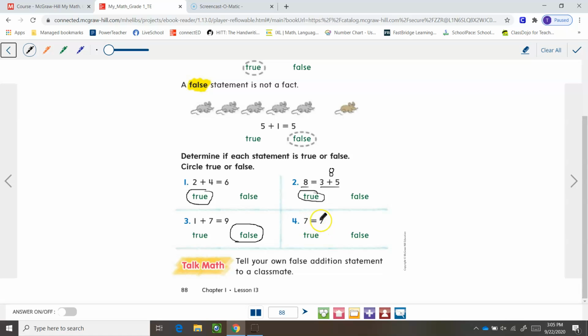Okay? And then this one, there's not an addition sentence or subtraction sentence. It is just 7 equals 7. Do I have the same amount on this side as I do on this side of my equal sign? And the answer is yes, of course. I have 7 over here and I have 7 over here. So that statement is also true.